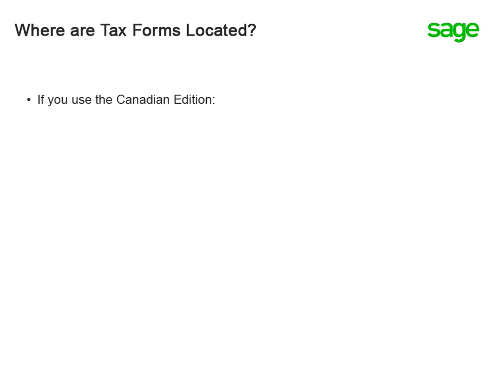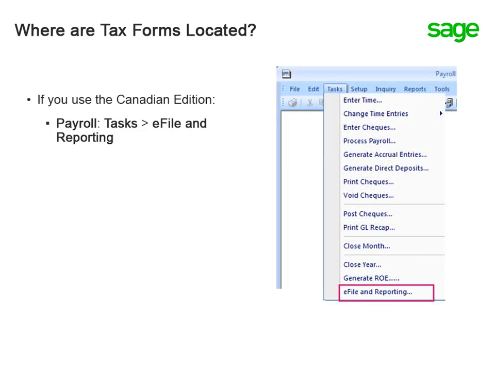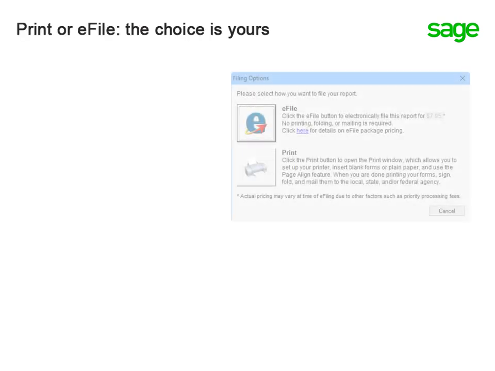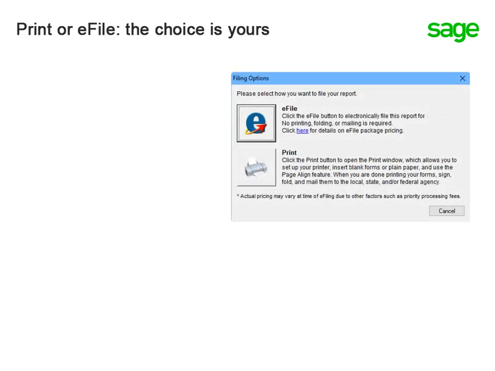If you have the Canadian edition of the software installed, to access your tax forms in Payroll, go to Tasks, eFile and Reporting. And to access your Accounts Payable T5018 form, go to Tasks, Government eFile and Reporting in that application. You can use the interface with Aatrix software in two ways.